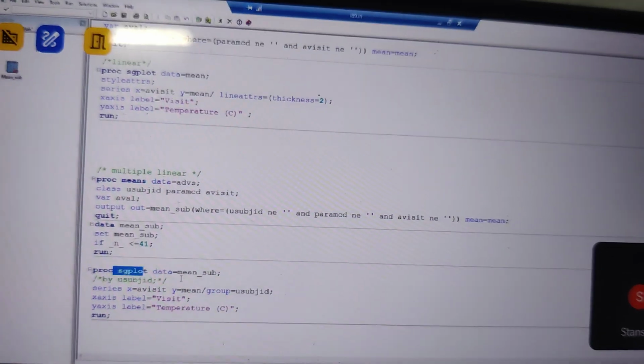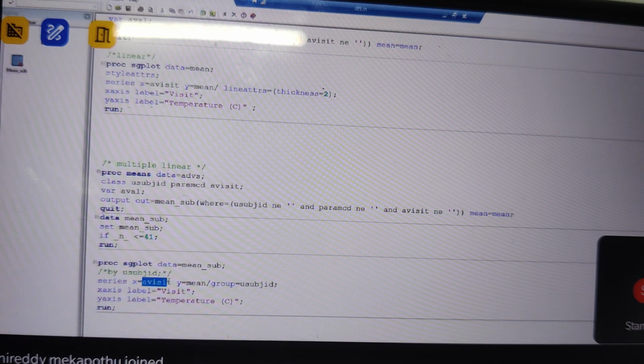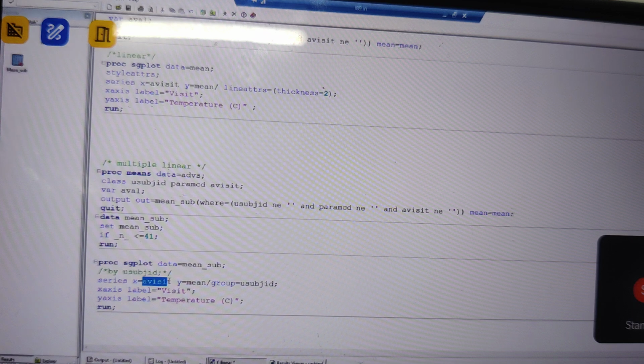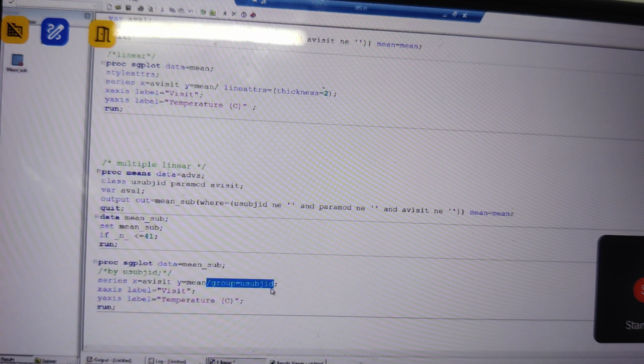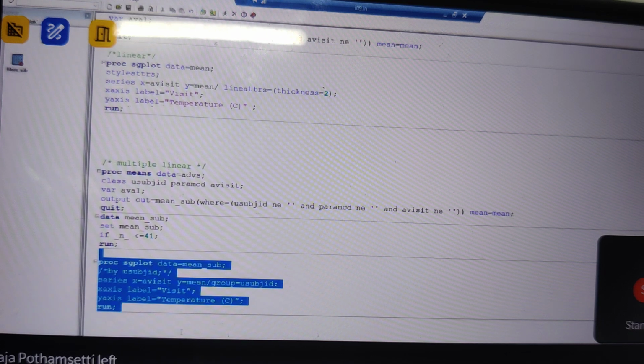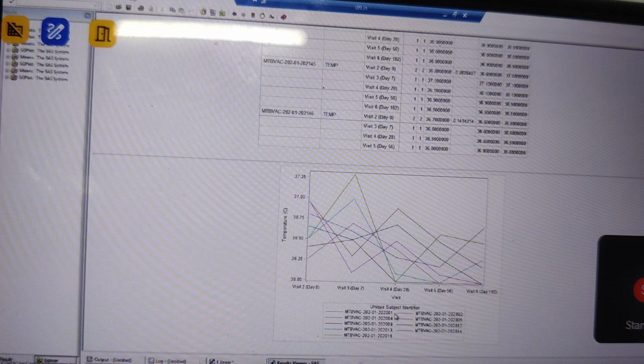So, the SG plot. If you can see the series, the x-axis is the visit, and the y-axis is your particular mean value of temperature. And then here we are saying group by subject ID. It means the particular subject's values will be grouped by the subject value. If you can see the figure, you can understand. So how many subjects do we have here? Sixteen subjects.